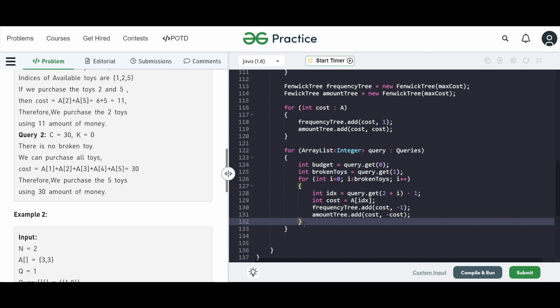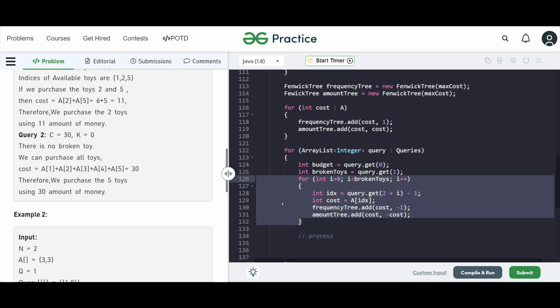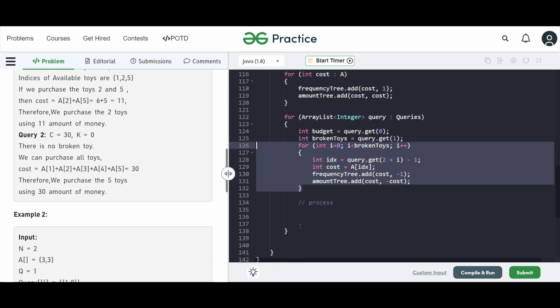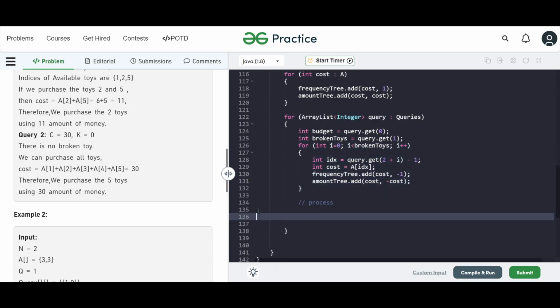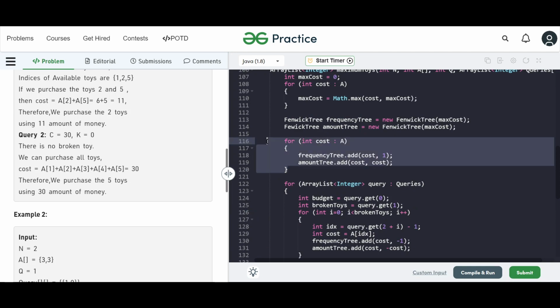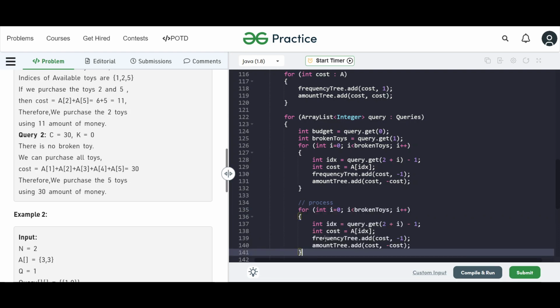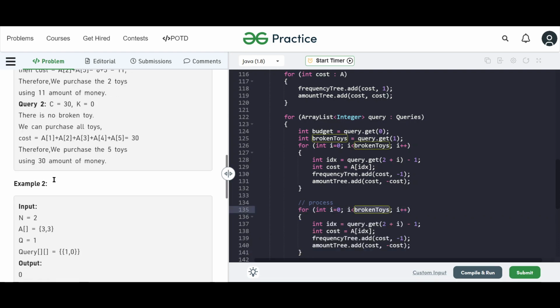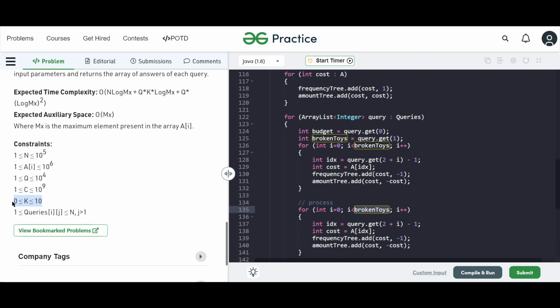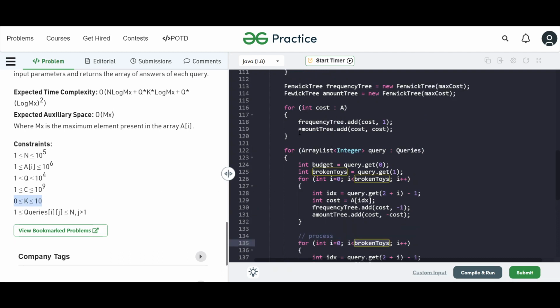So we update. Now we'll actually process this query, but before or after we do the processing, we have to revert back so that the initial state is available for the next query. And that's the benefit of this approach, that you don't have to do everything from scratch. You don't have to build the entire trees from scratch. They're already built. We're just doing a small number of updates. And why do I say small number of updates? Because the number of broken toys, which is k, is maximum 10, but the building of this entire tree can be pretty big.